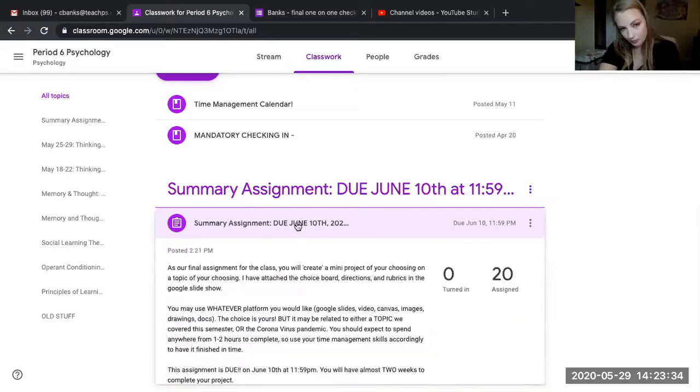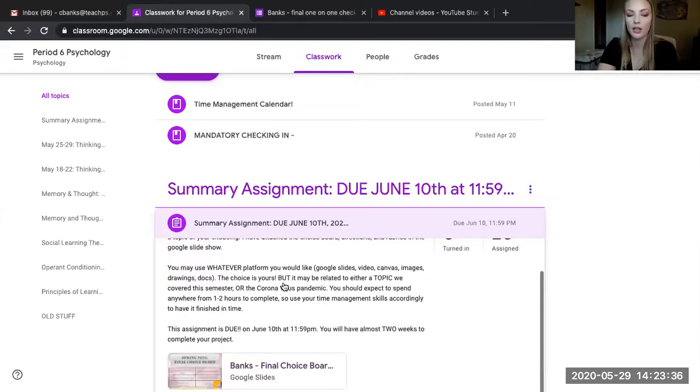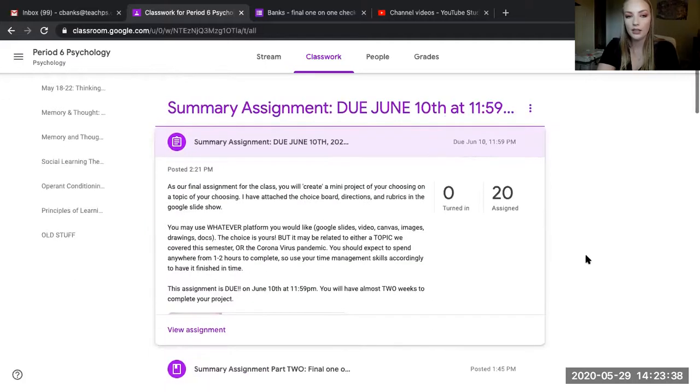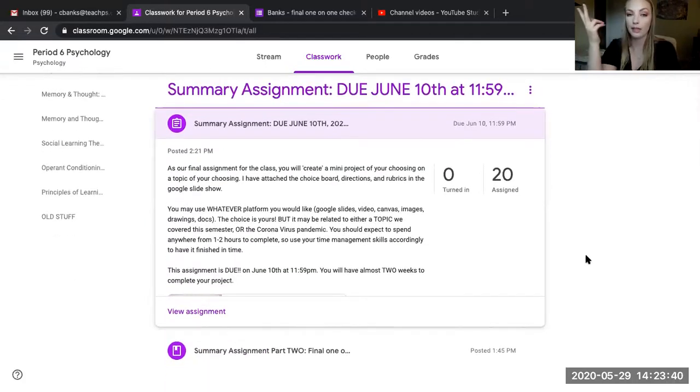The first one, our final assignment: you're going to create a mini project about a topic of your choosing. I have attached a choice board, directions, and rubrics. You may use whatever platform you would like, Google Slides, video, Canvas. The choice is yours, but it must be related to a topic that we covered or the coronavirus pandemic.